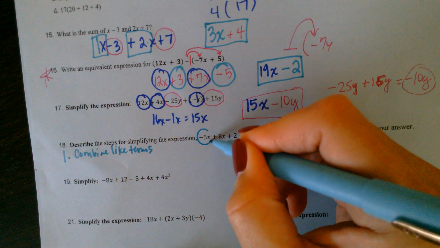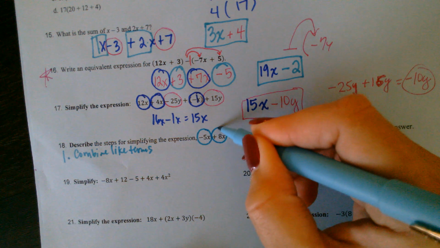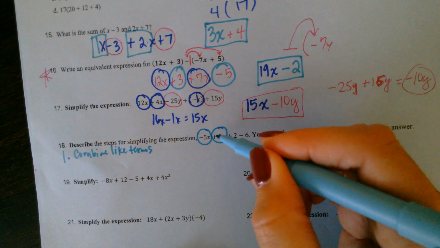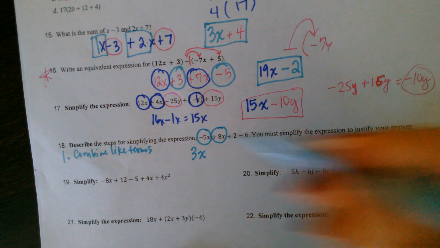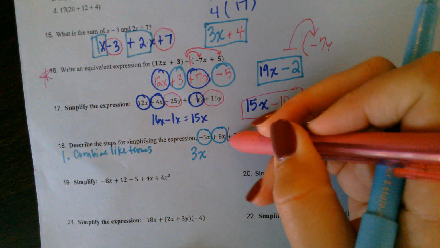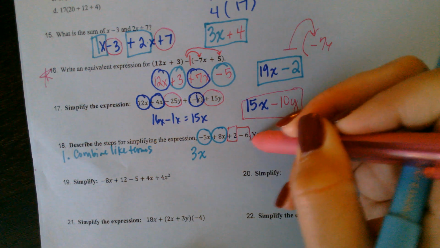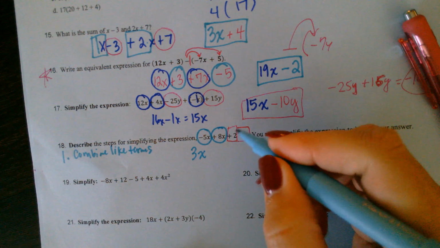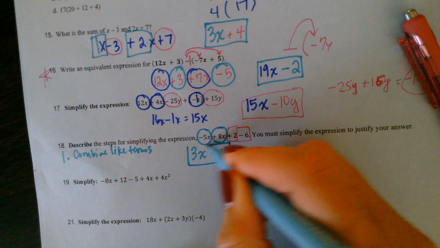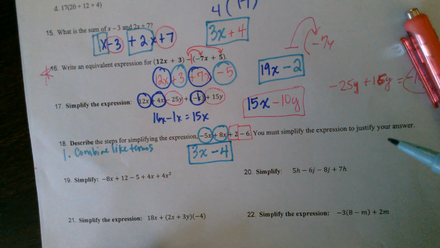So, negative 5x, positive 8x. One's negative, one's positive, so I'm going to subtract. Negative 5 plus 8 is positive 3x. Okay, then I have constants. I have positive 2 and negative 6. Again, the signs are different. 2 minus 6 is negative 4. 3x minus 4. Describe the steps and simplify.